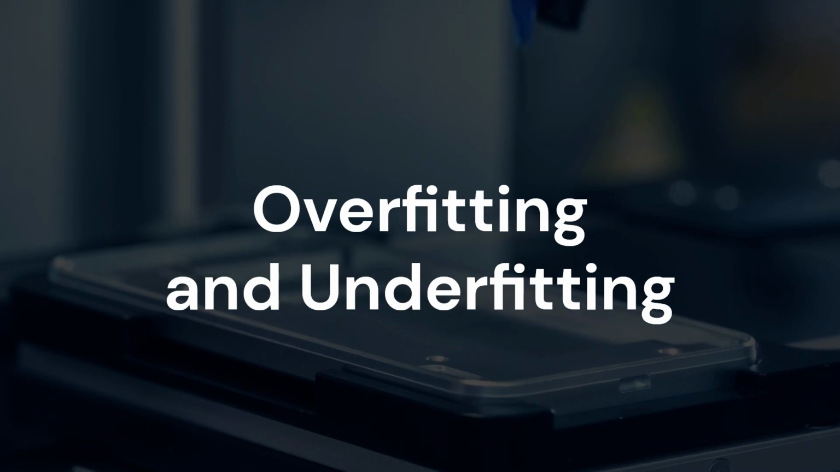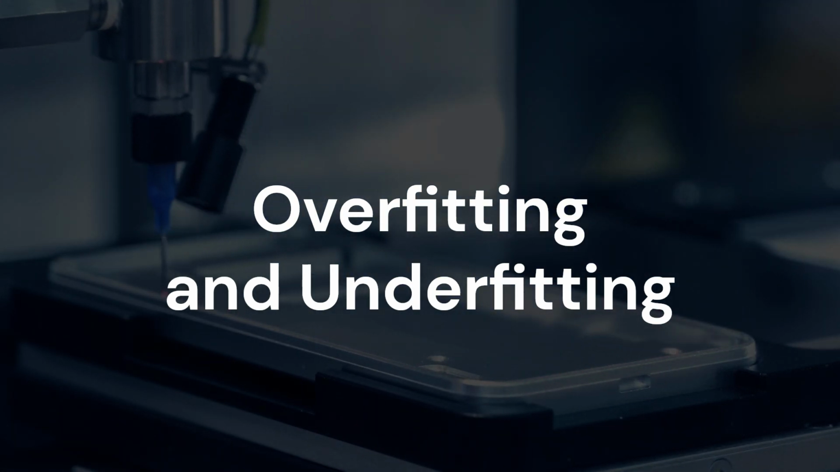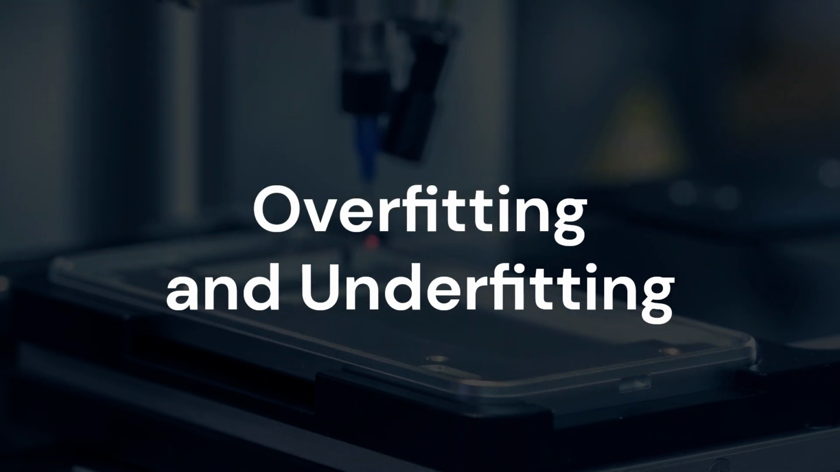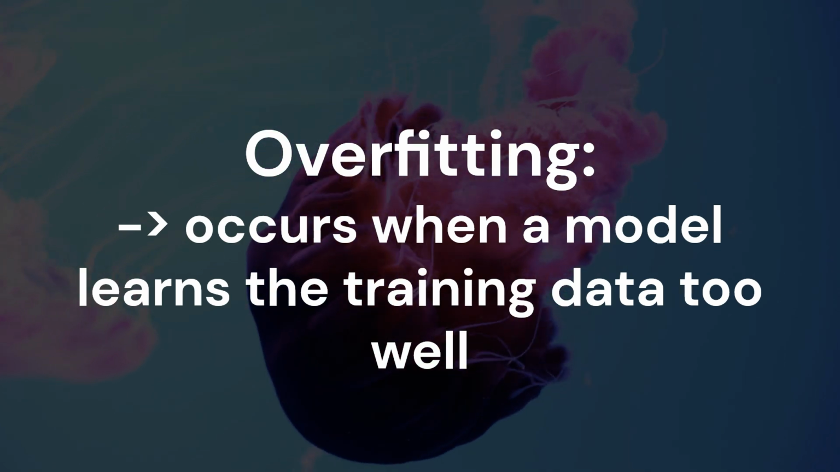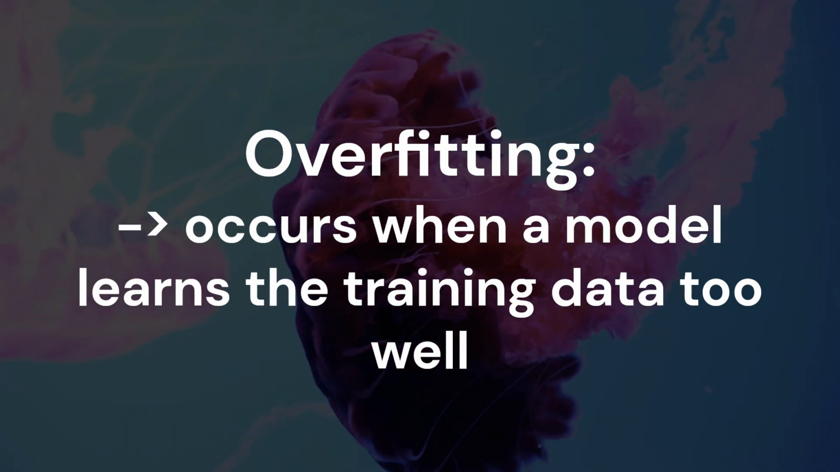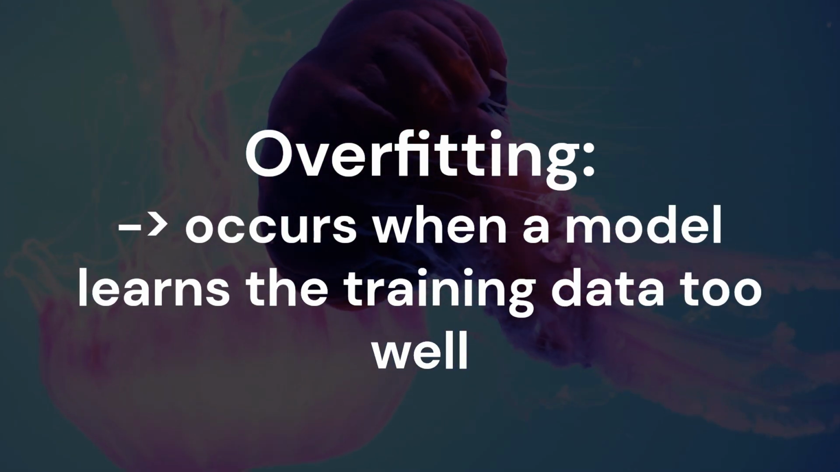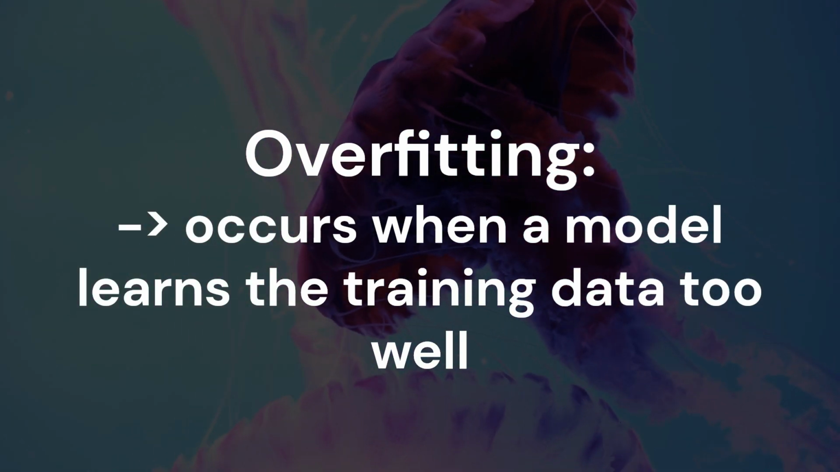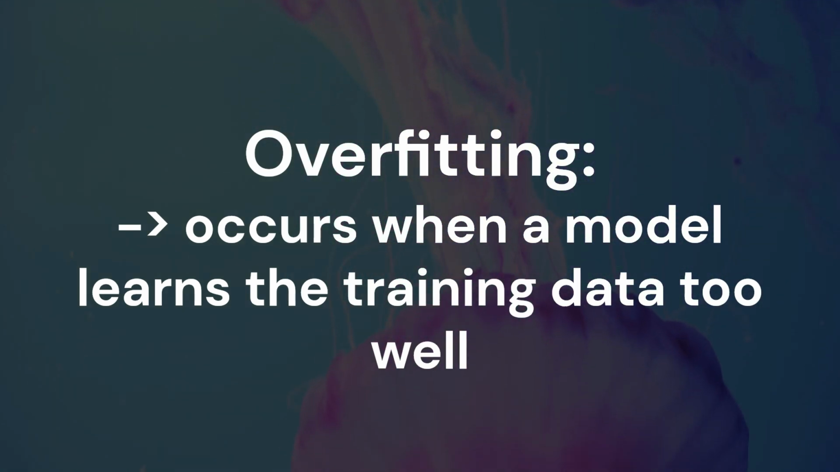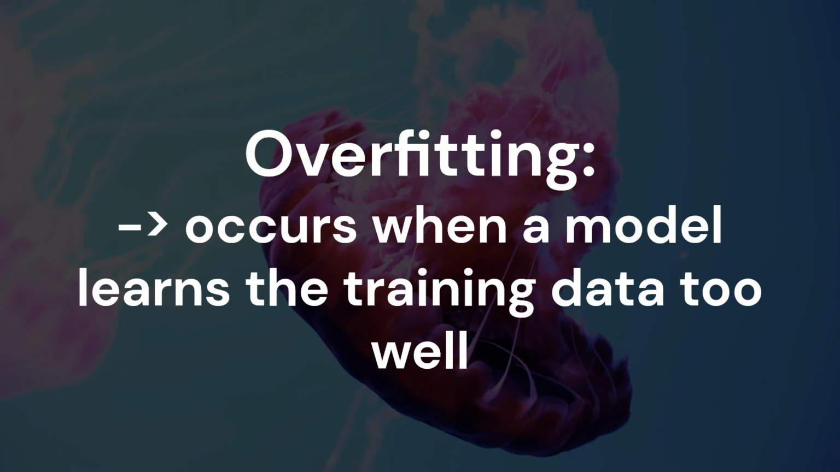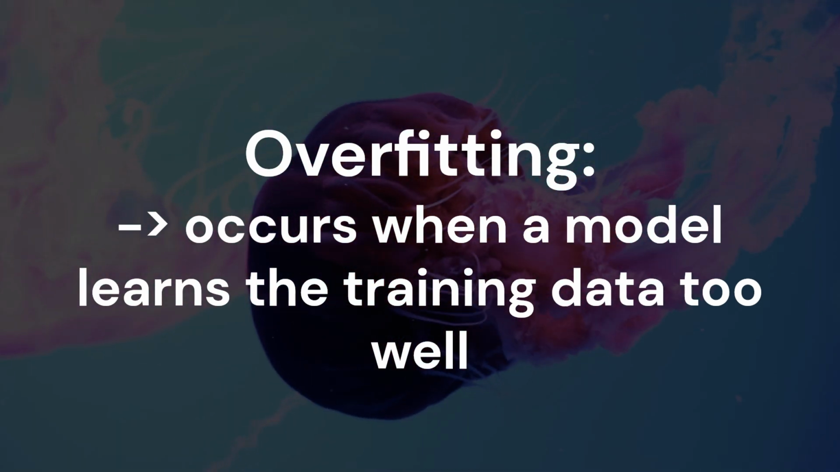This brings us to two important concepts in machine learning, overfitting and underfitting. Both of these are related to how well a model generalizes to new data. Overfitting occurs when a model learns the training data too well, including its noise and outliers. While the model performs exceptionally on the training data, it fails to generalize to new data, resulting in poor performance. This is because the model has essentially memorized the training data rather than learning the underlying patterns.